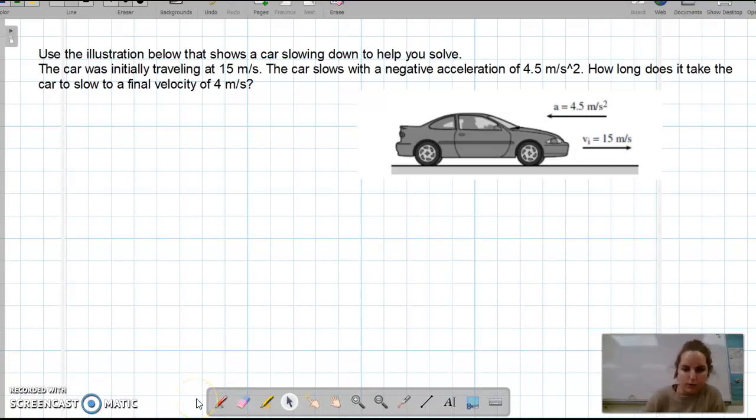That was an MCAS question. So let's start by reading it, finding out what we are given, and then using the equation to solve. Use the illustration below that shows a car slowing down to help you solve.